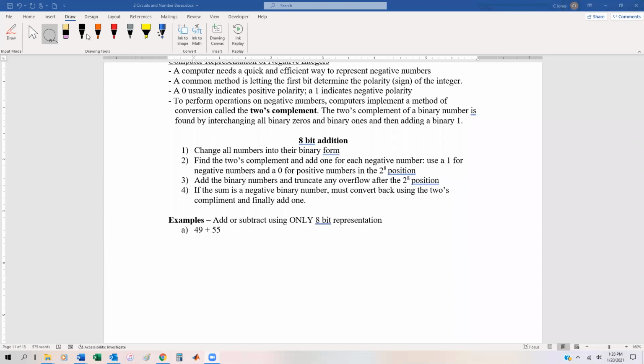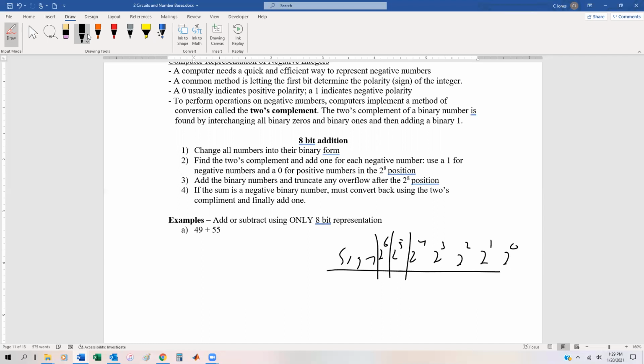we're going to start with a sign bit, and then we have 2 to the 0. So it's going to be 8 bits. So it's 2 to the 0, 2 to the first, 2 squared, 2 cubed, 2 to the 4th, 2 to the 5th, and 2 to the 6th. And then there's the sign bit. All right. So these are our 8 bits.